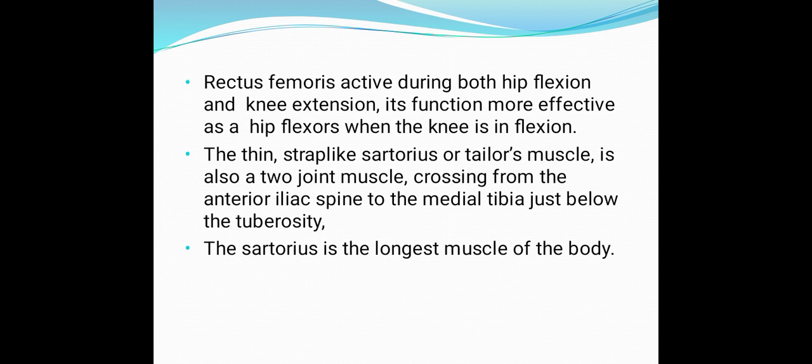The rectus femoris muscle is a two-joint muscle which is active during both hip flexion and knee extension. Its function is more effective as a hip flexor when the knee is in flexion. The thin strap-like sartorius muscle is also a two-joint muscle, crossing from the anterior superior iliac spine to the medial tibia just below the tuberosity. The sartorius is the longest muscle of the body.